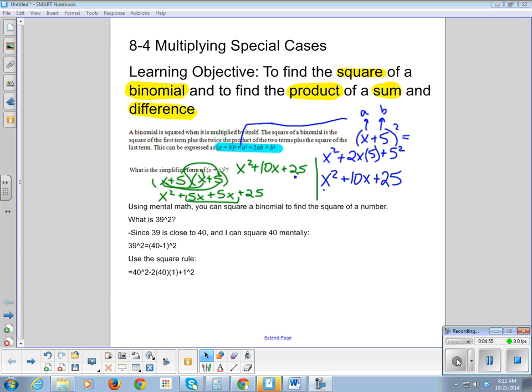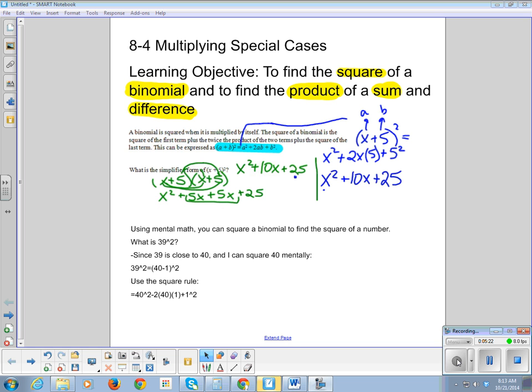All right, so there is something completely brand new that I have never seen before, but it landed smack dab in the middle of this multiplying special cases formula. So I decided, probably an important thing, if I haven't seen it, and if it's my job to know math, that I would explain it to y'all. So right here, I want you to write this down. Using mental math, you can square a binomial to find the square of a number.